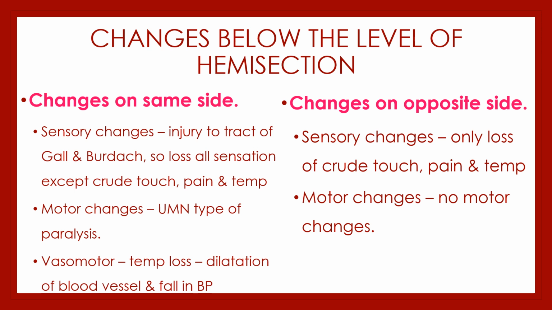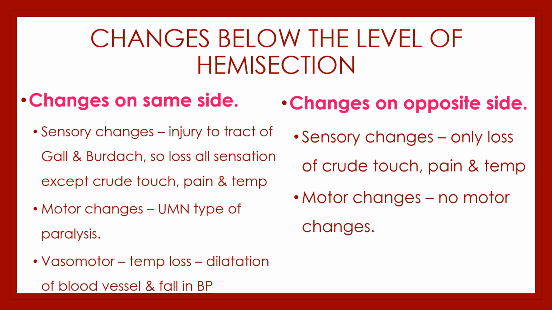In vasomotor changes, so there will be temporary loss of vasomotor tone due to damage to the descending fibers from the vasomotor center in the medulla to the lateral horn fibers. So there will be dilatation of the blood vessels, which leads on to the fall in the blood pressure. So after some time, the intact lateral horn cells start acting as supplementary vasomotor center, and the vasomotor tone returns to normal, which normalizes the blood pressure.